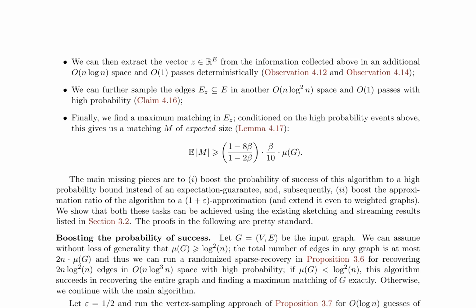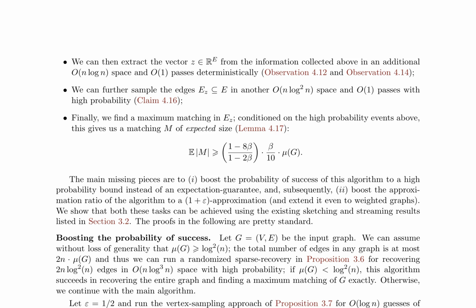The authors conclude that the expected size of the matching in E_z is at least (1/8 β, 1/2 β, β)/10 · μ(G), where μ(G) is the size of the maximum matching in G. This result is obtained by applying the law of total expectation and leveraging the correctness probability of algorithm 2.